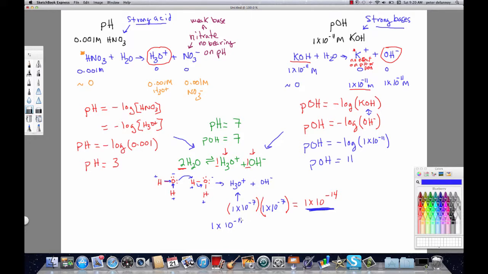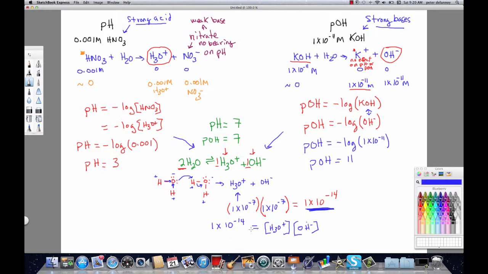Excuse me, got a little typo there. Let me redo this very quickly. So we're going to rewrite this as 1 × 10 to the -14th, and it is equal to the product, square brackets, all right, and remember what the square brackets mean. They mean molarity, so the 1 × 10 to the -14th is going to be equal to the molarity of the H3O plus times the molarity of the OH minus.